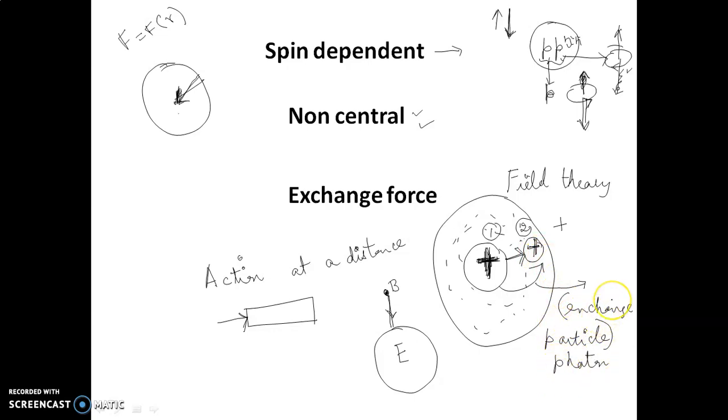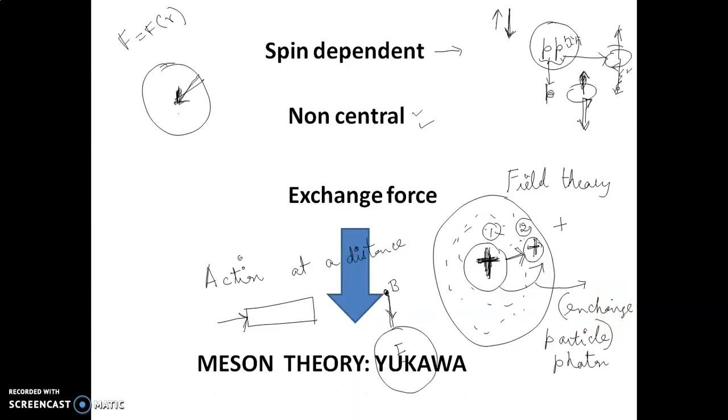Based on this, Yukawa assumed that if there was an exchange force for electromagnetic interaction, and for gravitational interaction, there must be an exchange force also acting in the case of nuclear forces. And with this idea, he set out a theory which came to be known as the meson theory. So let's now look at the meson theory.